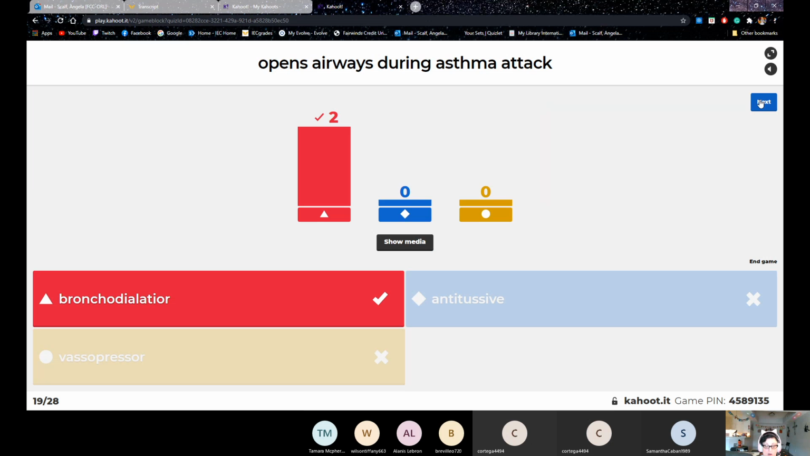Bronchodilators. And what's a really common one? Albuterol? Yes, that's exactly correct.